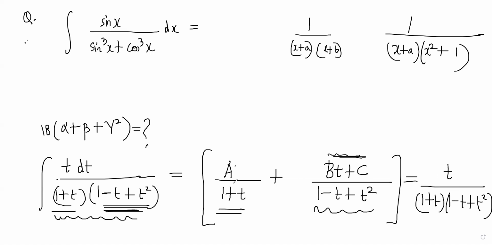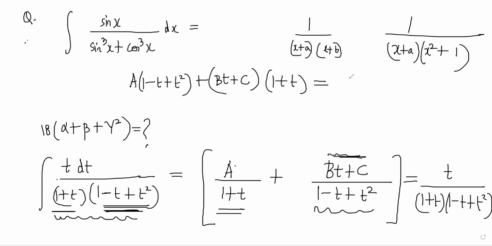Sir, you can first multiply the left and right side by 1 plus t into 1 minus t plus t whole square, and then you can substitute t is equal to 1 and check what value is coming, and then you can put t is equal to minus 1 and check what value is coming. If you put t is minus 1, this part will disappear. You will get 1 minus 2 plus 1, 3. 3A is equal to minus 1. So A is minus 1 by 3.